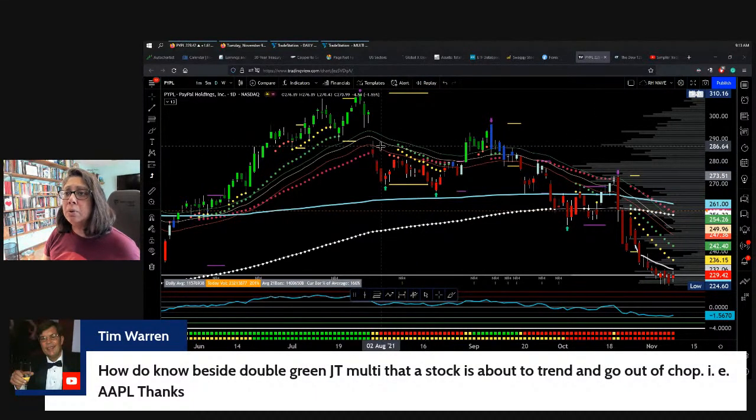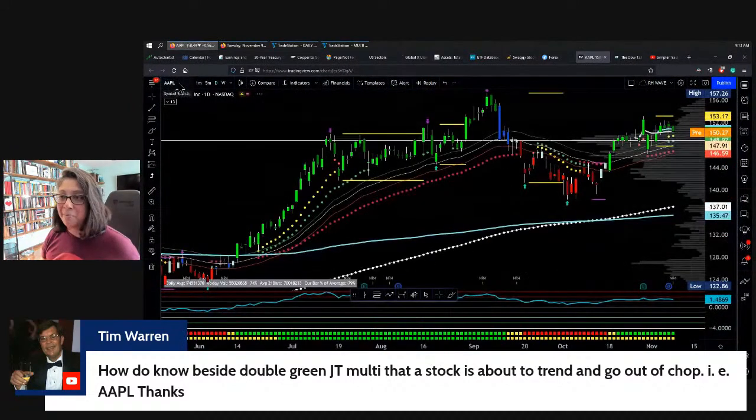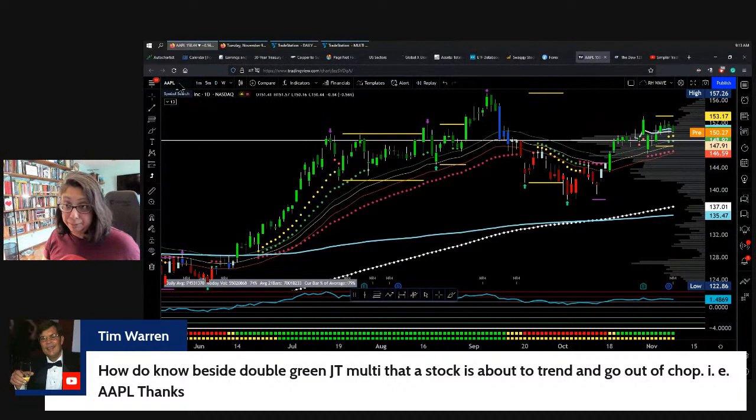How do I know, besides double green, that a stock is about to trend and go out of chop? So you're asking, how do we tell the future? We don't, my friend. What can we do? For example, Apple. Do I know if it's about to trend? I mean, the more green grab candles we see, it would suggest the required structure visually on these charts to let you know that a double green is possible.